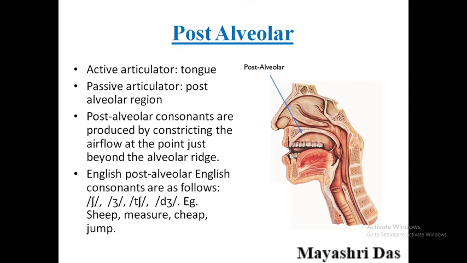In English, the post alveolar consonants are sh, zh, ch, and j, where the last two consonants, ch and j, are the affricate sounds. These two sounds are generally a mixture of two sounds, t and sh, and d and zh. Some examples of words where these sounds are used are shape, measure, chip, and jump.